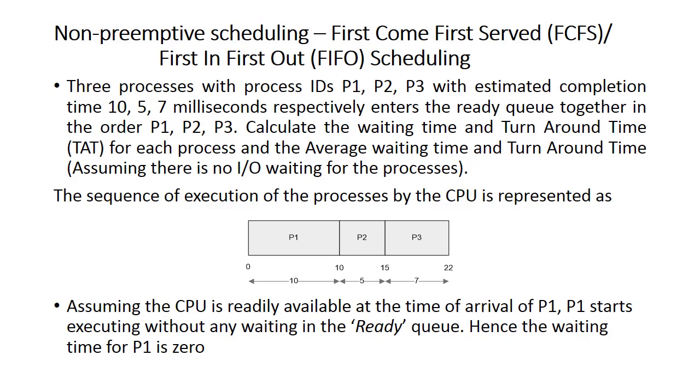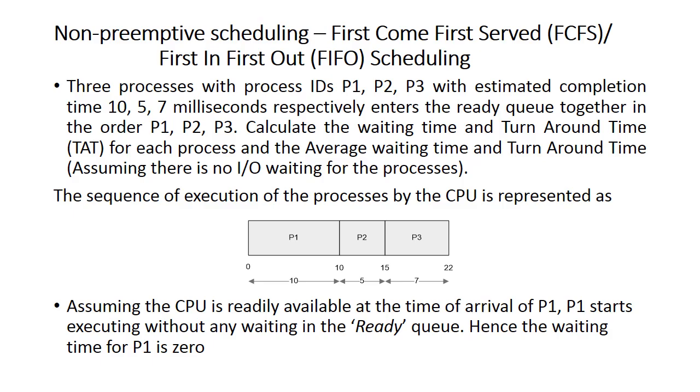Assuming the CPU is readily available at the time of arrival of P1, P1 starts executing without any waiting in the ready queue. Hence, the waiting time for P1 is 0. This is the assumption: when P1 enters, it doesn't have to wait for the CPU. It readily enters into the CPU with no waiting time. Waiting time for P1 is 0.